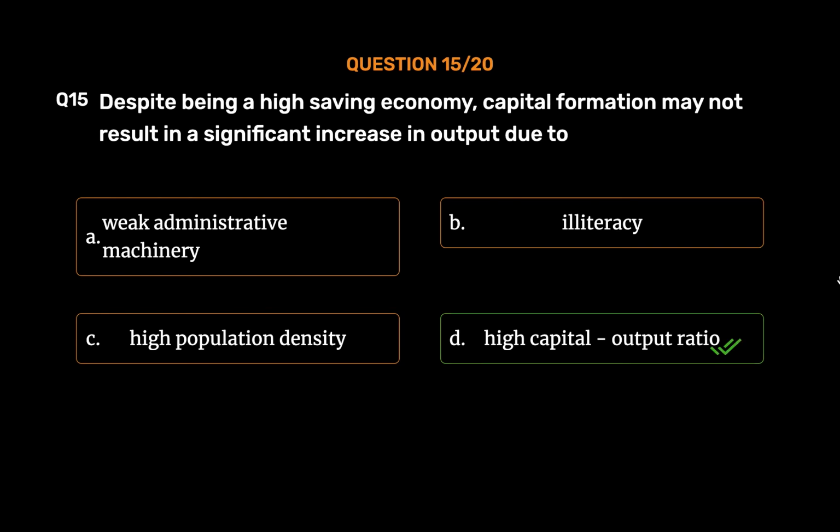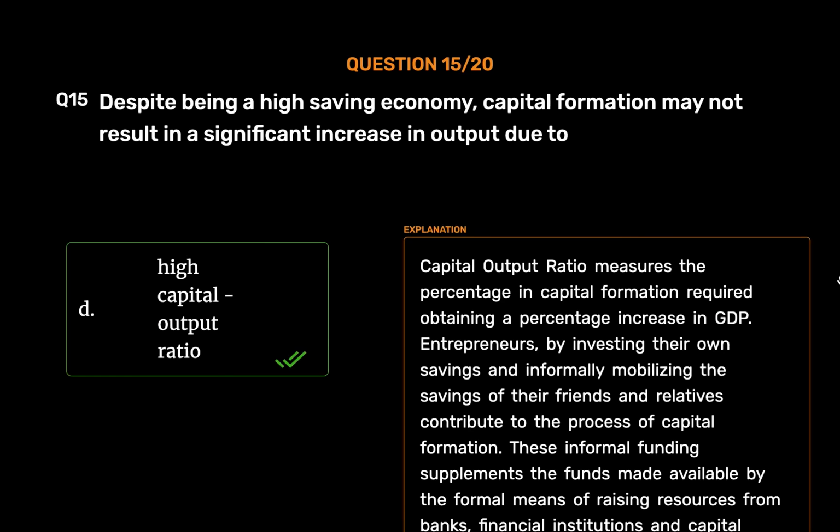High capital output ratio. Capital output ratio measures the percentage increase in capital formation required to obtain a percentage increase in GDP. Entrepreneurs, by investing their own savings and informally mobilizing the savings of their friends and relatives, contribute to the process of capital formation. These informal funds supplement the funds made available by the formal means of raising resources from banks, financial institutions and capital markets.